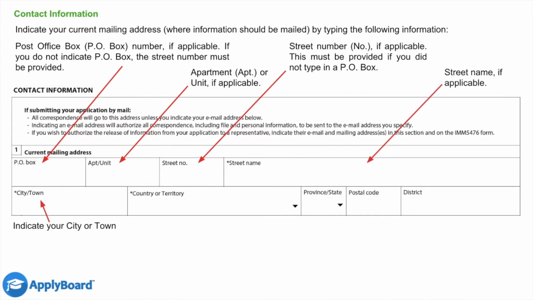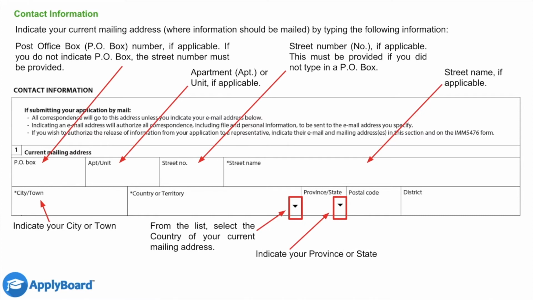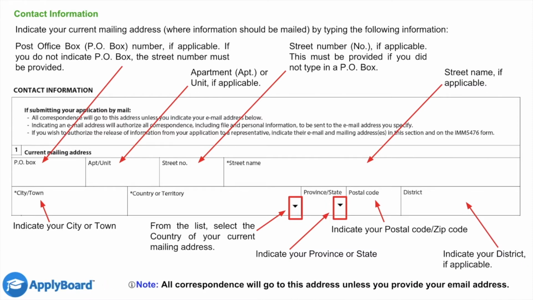Indicate your city or town. From the list, select the country of your current mailing address, and also indicate your province or state. Indicate your postal code or zip code, and indicate your district, if applicable. Please note, all correspondence will go to this address unless you provide your email address.